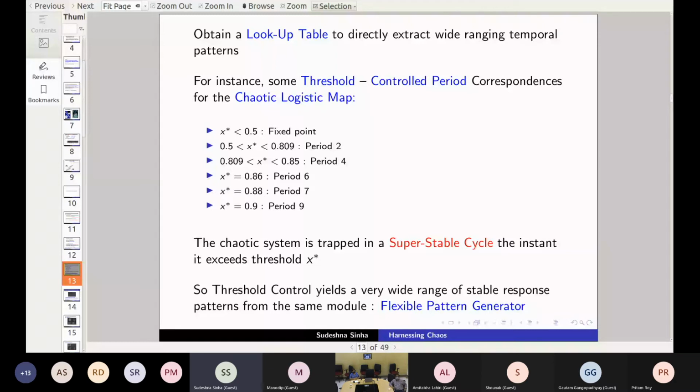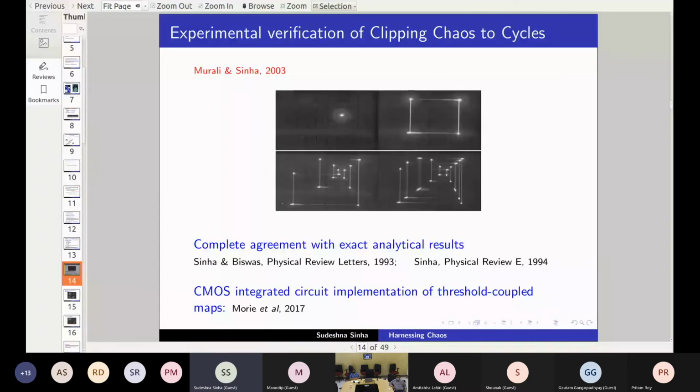So that was from theory, but I was shopping for experimentalists who would do this, and I ended up finding one absolutely in my neighborhood, Murali, who's very, very good with electronic circuits. And so he got the first proof of principle verification of that analysis. And these are oscilloscope traces, exactly corresponding to what we told him analytically.